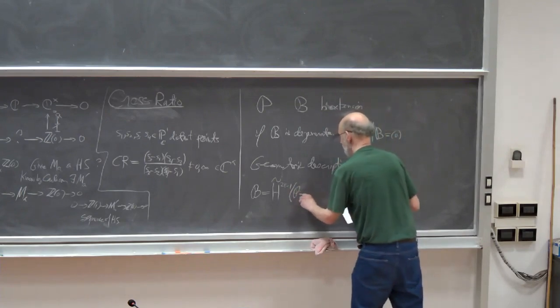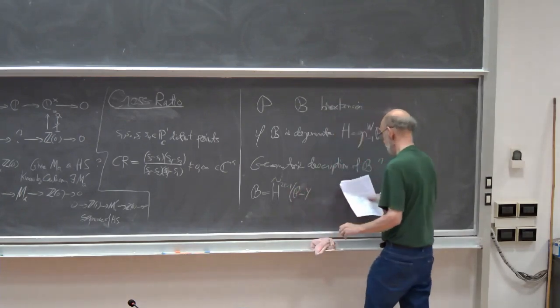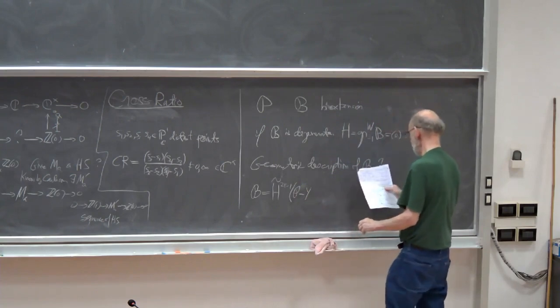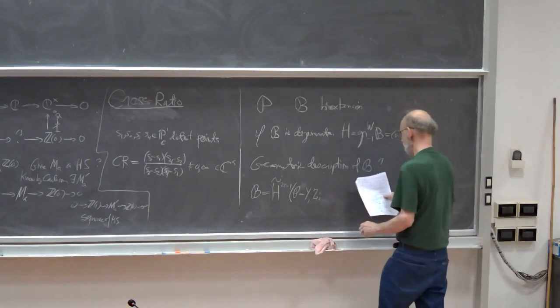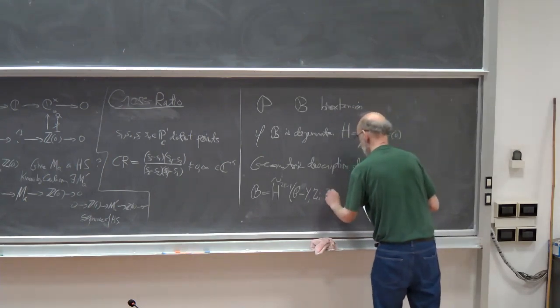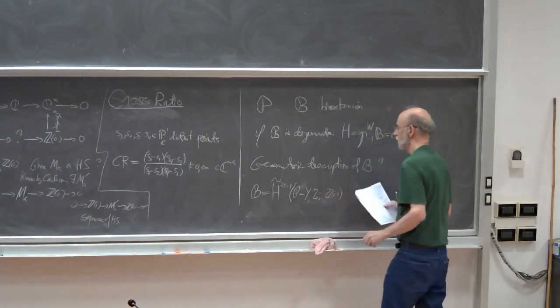So I'll take P minus some subvariety Y relative to another subvariety Z, and with Z of r coefficients.